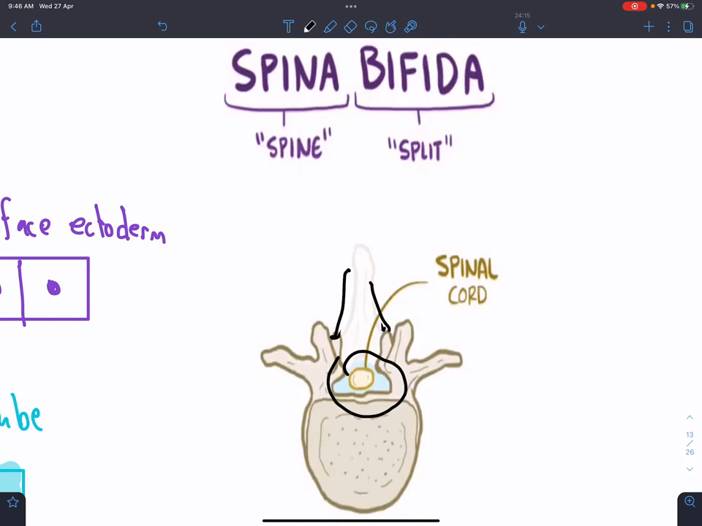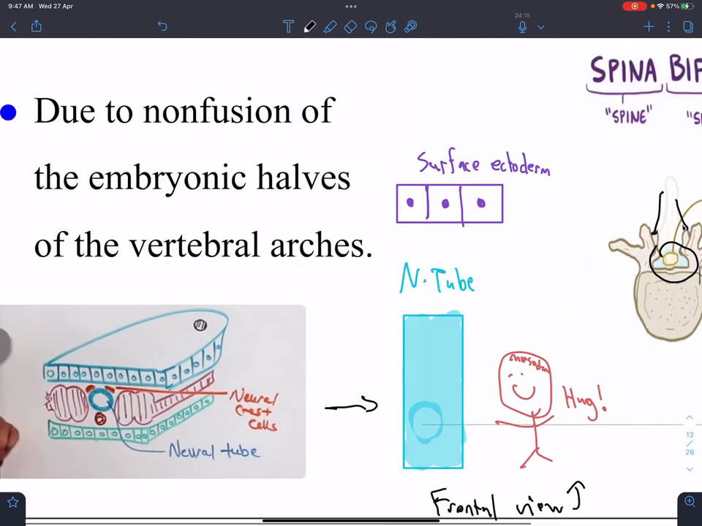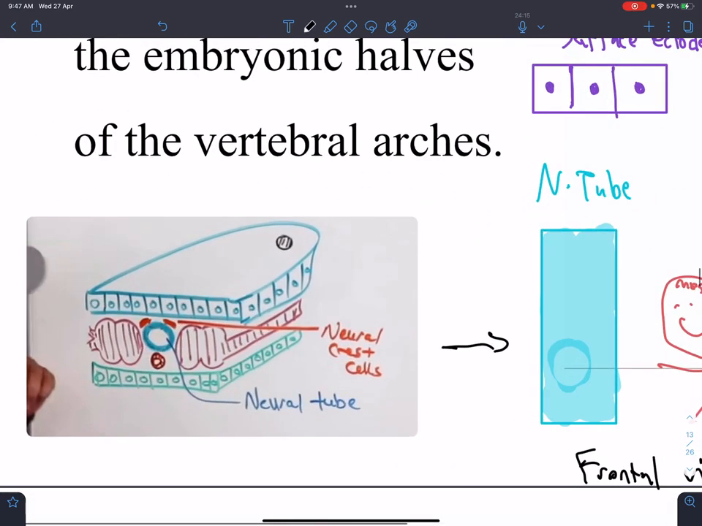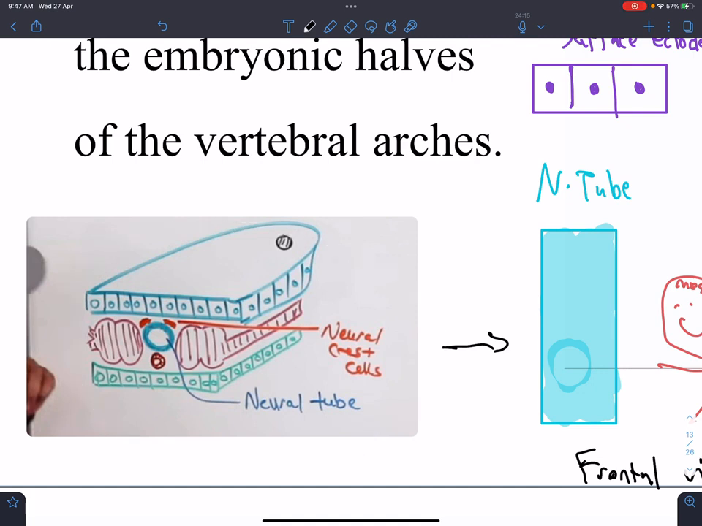But let me actually explain to you just quickly why is there failure of fusion of the vertebral arches? All right? So spine means the spine or vertebral arches. Bifida means split, okay? Let's see why. All right. Let me remind you the 3 layers of the embryo, right? This is the ectoderm. There's 3 layers: the ectoderm, mesoderm, endoderm.